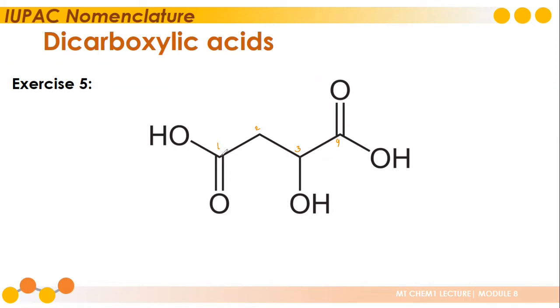If we try to number it like this, 1, 2, 3, 4, the location of the substituent will be at carbon 3. But if we start numbering from the other end of our chain, 1, 2, 3, 4, our substituent is now located at carbon 2. So instead of locating it at number 3, we will put number 2. So the location of our hydroxyl group is at 2-hydroxy.